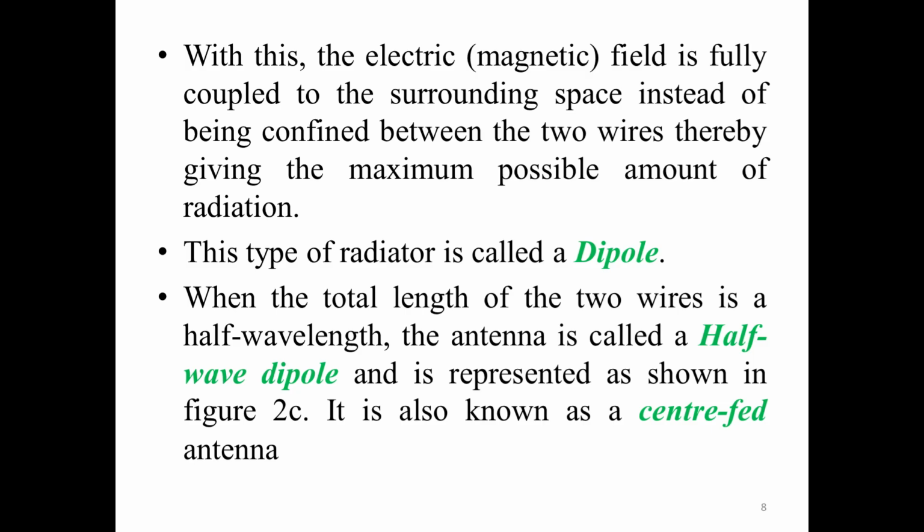When the total length of the two wires is a half wavelength, the antenna is called a half-wave dipole and is represented as shown in Fig. 2c. It is also known as a center fed antenna.